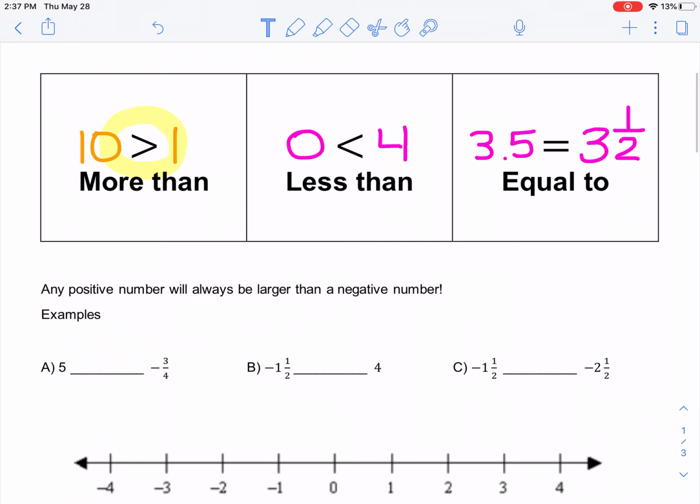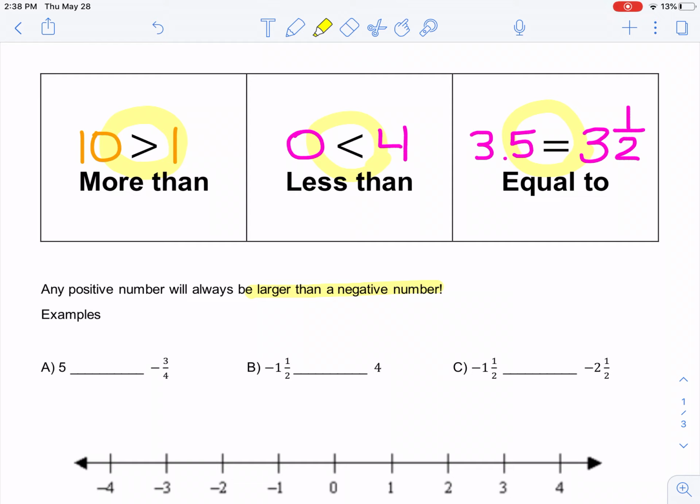Knowing that these are the symbols that we have to kind of have down. Any positive number will always be larger than a negative number. So when you get to the strands on IXL, some examples, we know that a larger number is always going to trump a negative number. And actually, it's got to be a positive number. Yeah, so a positive number is always going to be larger than its negative number. And I think we know that. We know that from just going up the grade levels in math.